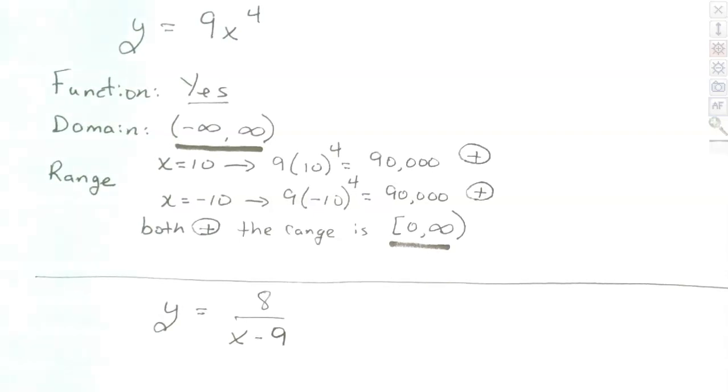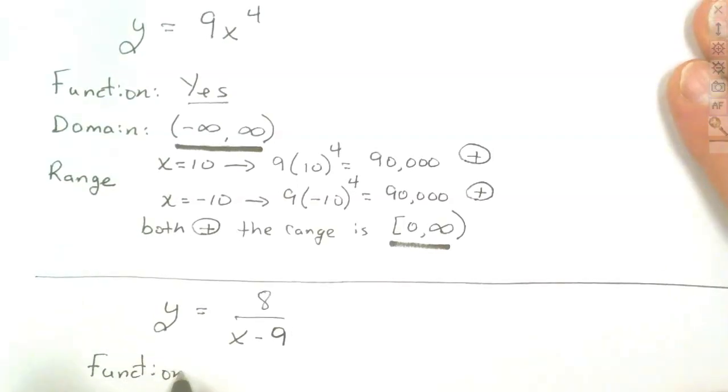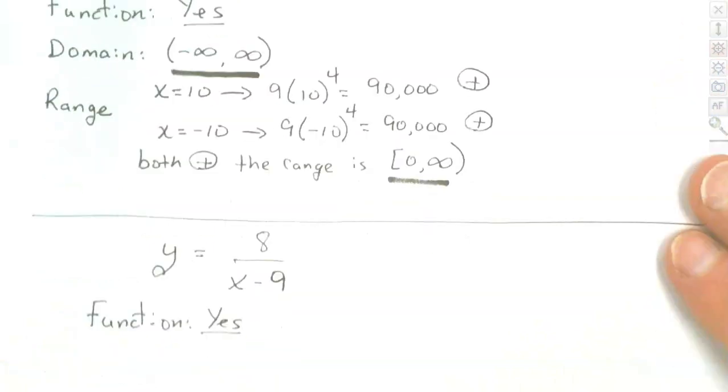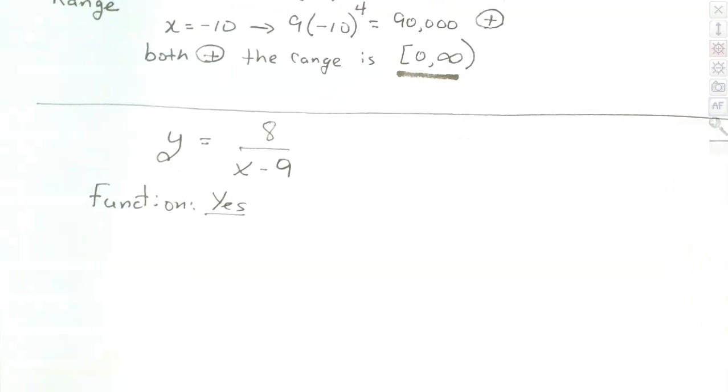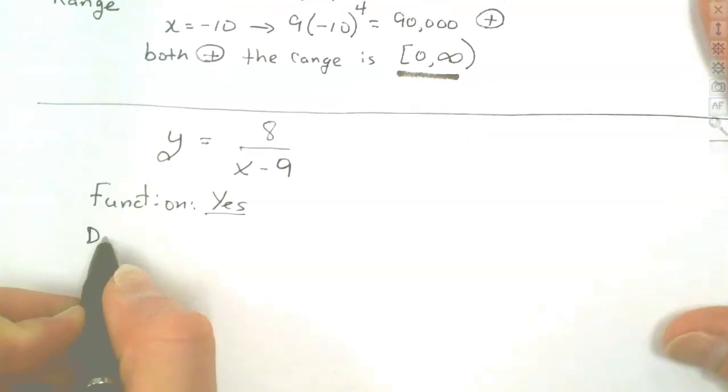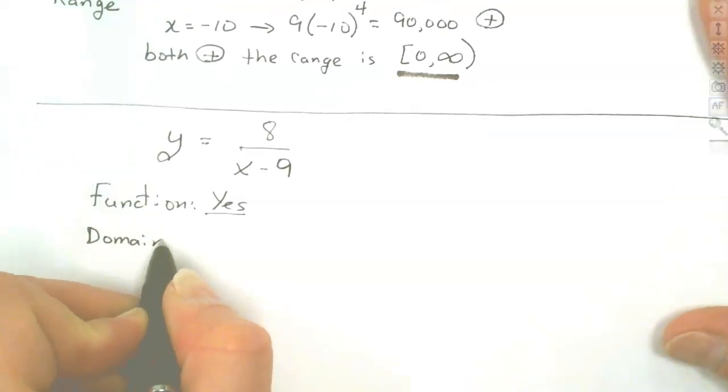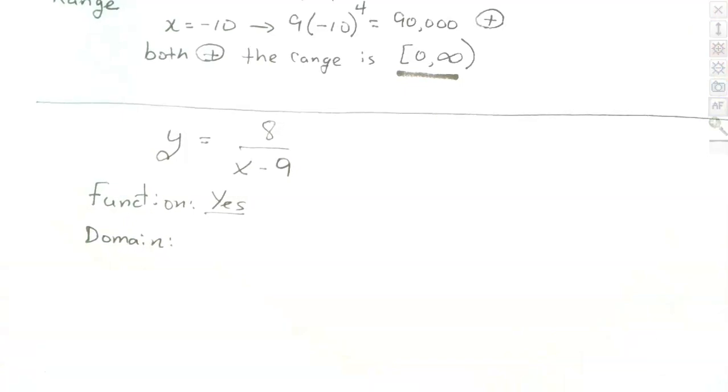Okay, first off, is it a function? Yes, it's already a function. How do I know it's a function? It's a function because it's been solved for what? Been solved for y. So this is a function. What about the domain? And we talked about this way back in 1.5.